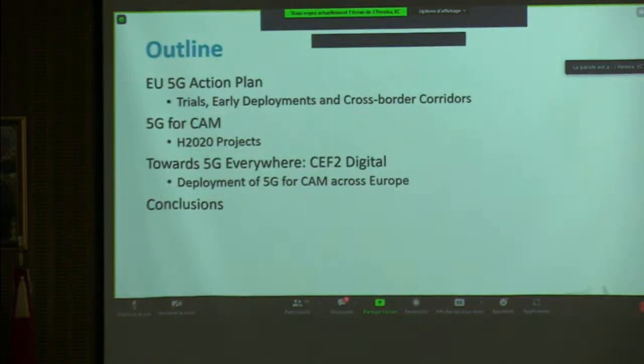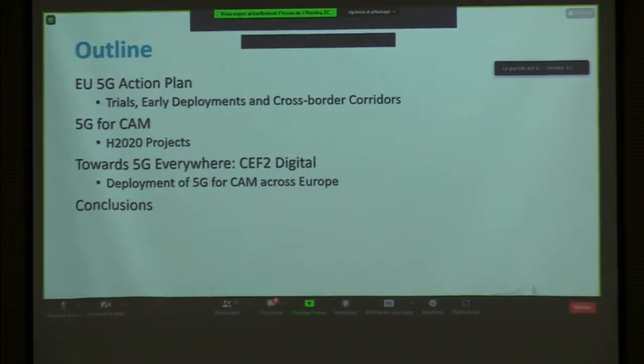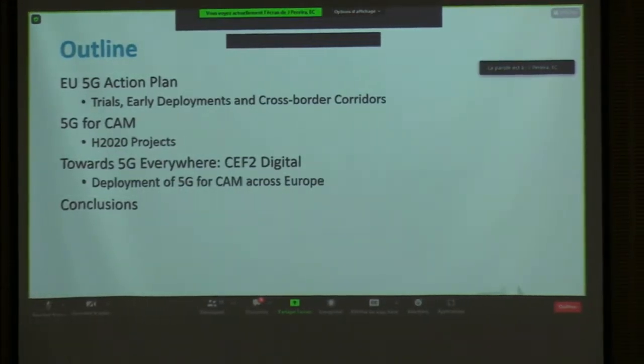Briefly, the outline: I will talk about the 5G action plan, so the policy mandate to deploy 5G across Europe, focusing on trials, early deployments, and cross-border corridors. I will briefly present ongoing activities in the area of 5G for connected automated mobility through the Horizon 2020 projects, and the evolution now towards deploying 5G everywhere using the CEF2 digital program, namely the context of 5G corridors, again, across Europe. And I will come to some conclusions.